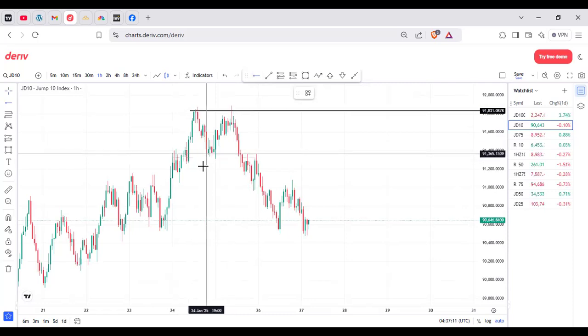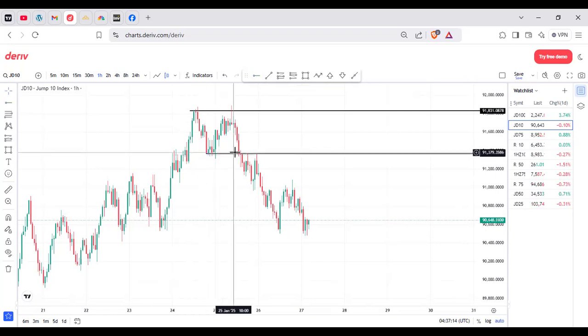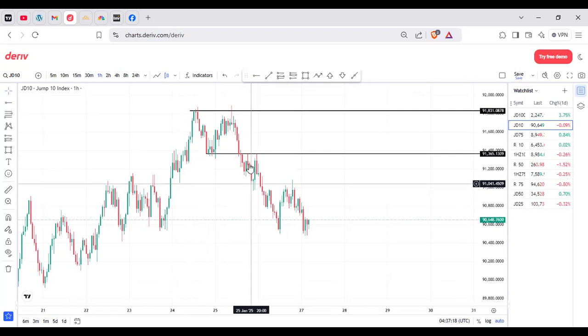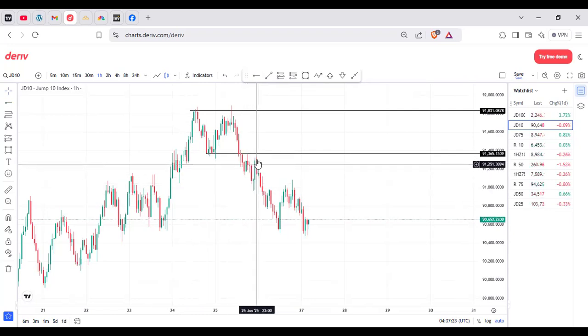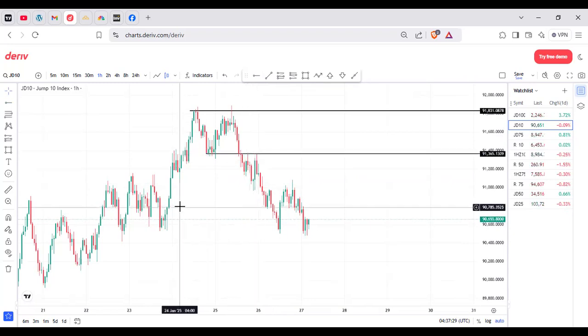It's a minor support. The minor support, it was broken. They came back to test it. That's a sell opportunity. As they were going down, what is it we had here? A continuation pattern. They came back to test a continuation pattern. We also went up to this minor resistance and then they continue with the trend.